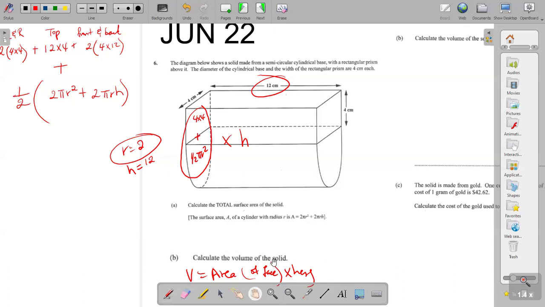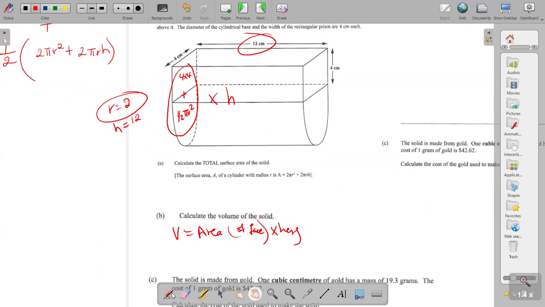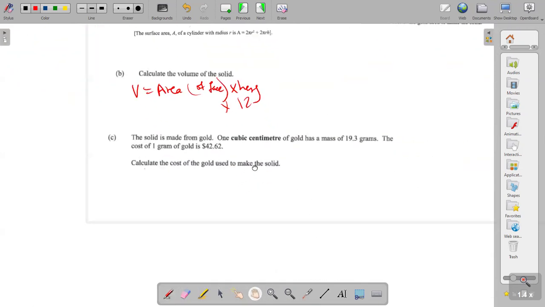All right, so let's move on. So you know the height, and the height is 12. And you know the area of the face is a compound area where you got to find the area of two shapes and put them together. You're good to go. All right, next one.